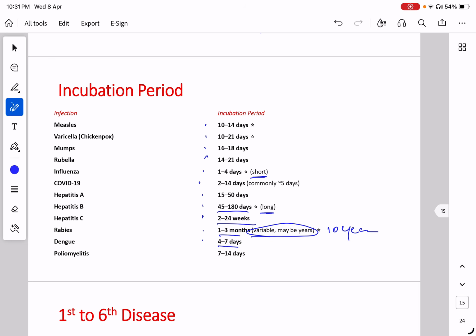So dengue 4 to 7 days, and poliomyelitis 4 to 7 days. So important ones are measles, varicella, mumps, and hepatitis A. Okay, and dengue can be asked.